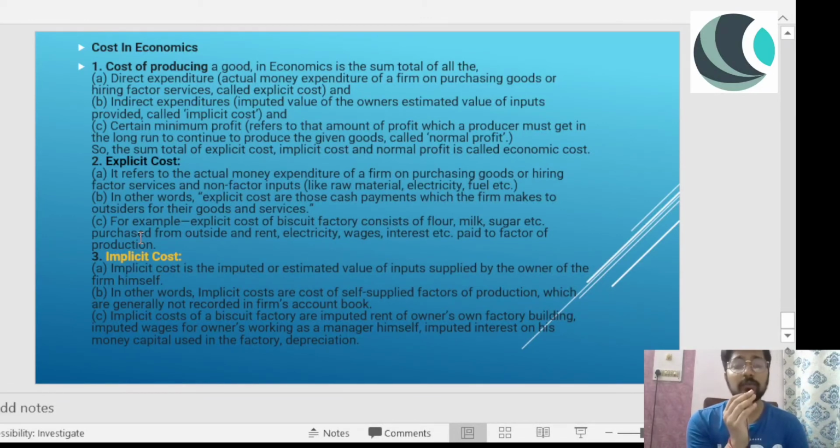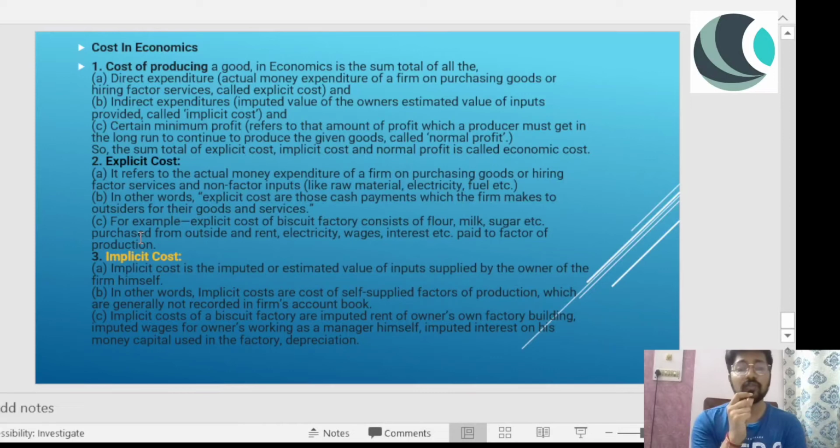Certain minimum profit refers to the amount of profit which a producer must get in the long run to continue to produce the given goods, called normal profit. So you need to have normal profit in the longer run, else your company will not sustain after a while if it is suffering huge losses. Right. So firstly, we'll talk about explicit cost. It refers to the actual money expenditure of a firm on purchasing goods or hiring factor services and non-factor inputs like raw material, electricity, fuel, etc.